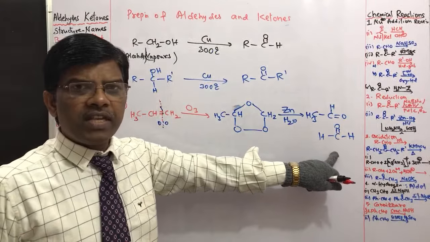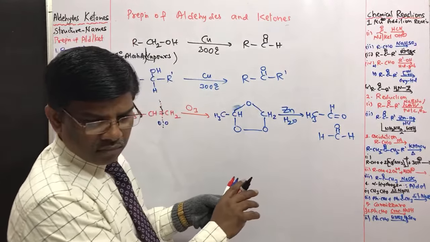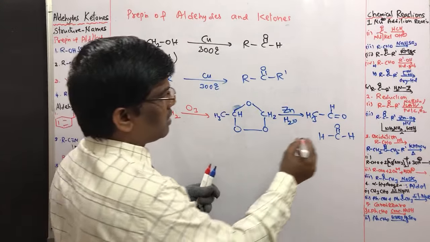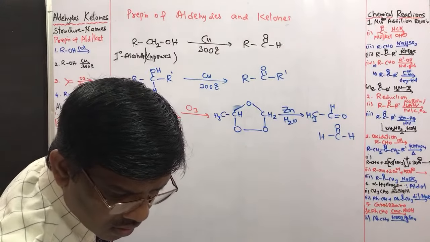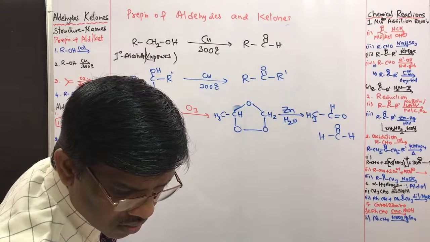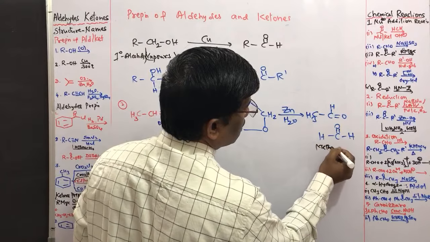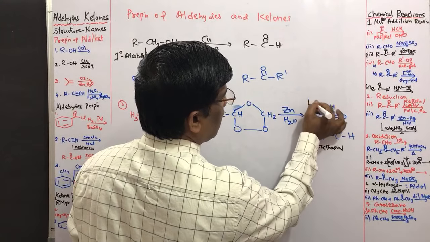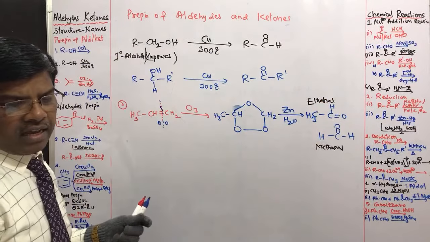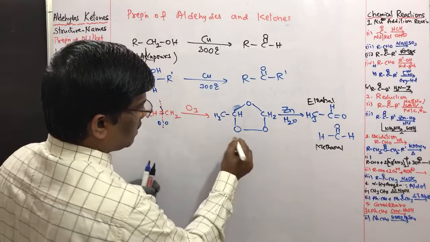What is the common name of this formaldehyde? Methanal. Yes, students, you can post your questions. Surendra Mishra, what's your doubt? Okay, methanal, and this is ethanal. Yes, Mishra, you can write again if you have a doubt. So this is ozonide.